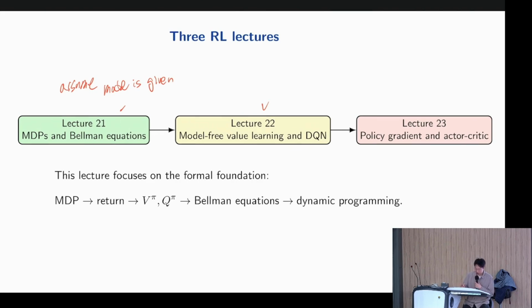Okay, so today we're going to just cover basics. What Markov decision process is. So there's going to be a lot of definitions in the beginning. I'm going to define return, state value function, action value function, Bellman equations, dynamic programming, and optimality.